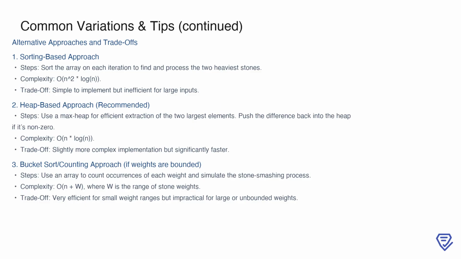Alternatively, if the range of stone weights is small and bounded, a bucket sort or counting approach can be used. This method involves counting occurrences of each weight and simulating the stone smashing process. With a time complexity of O(n + W), where W is the range of weights, it's highly efficient for small ranges but impractical for larger or unbounded ones.